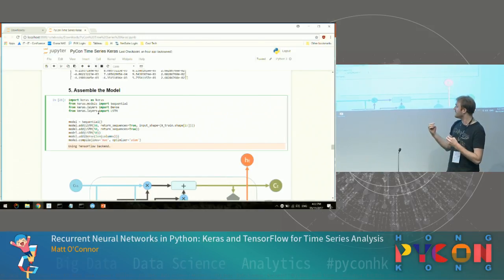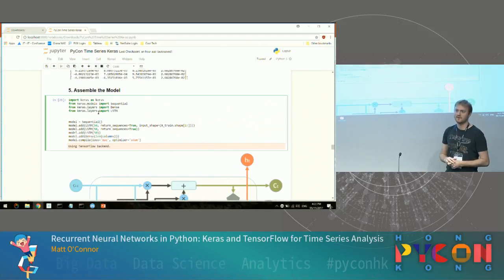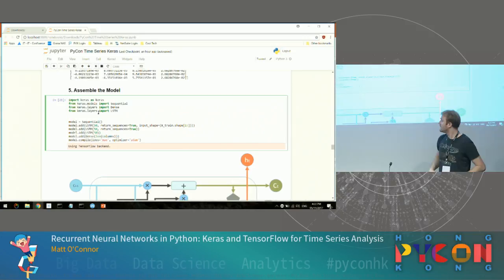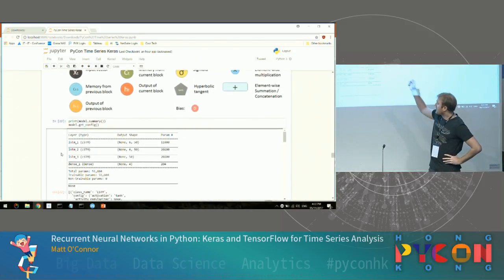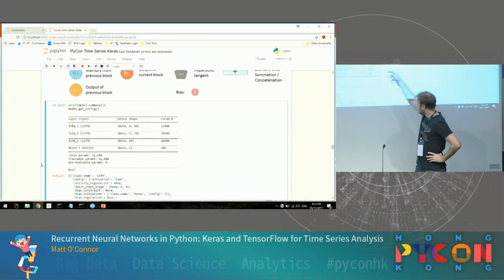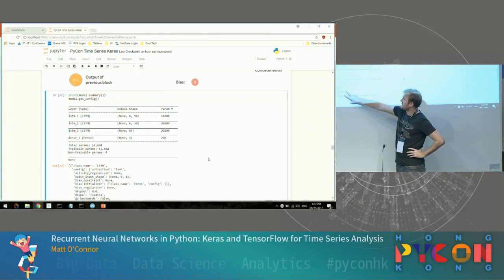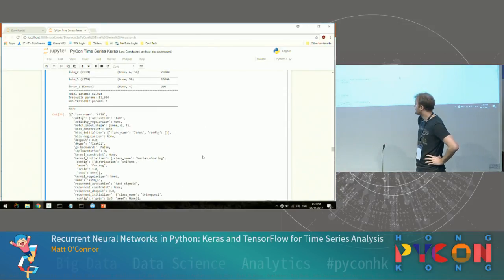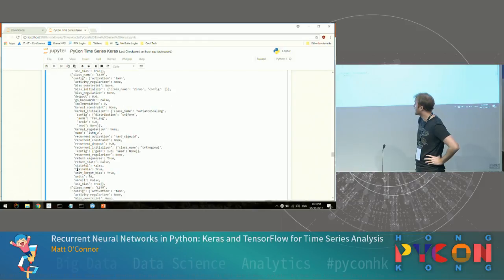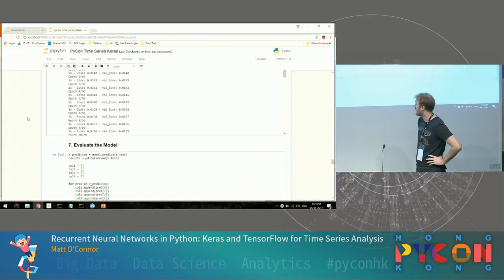All these types of things, especially with time series data, are incredibly important to get the small details right. So we're just printing out a configuration of the model, a list of the parameters, basically details about every layer, what the activation function is, what bias we're adding, just so we can see what is happening in each layer.